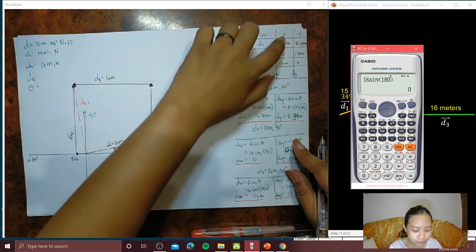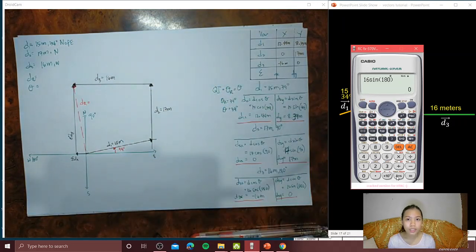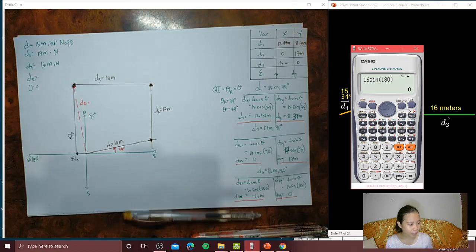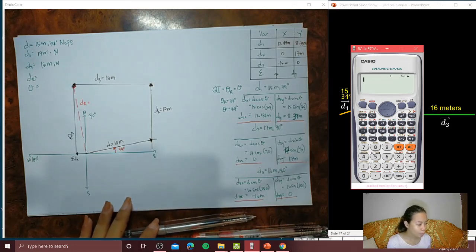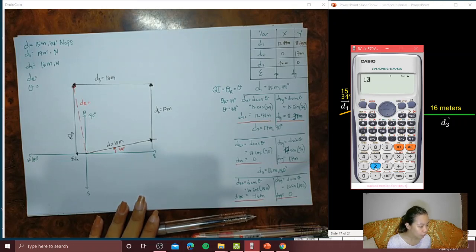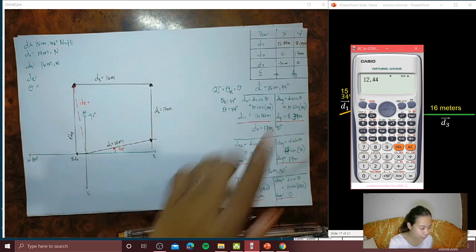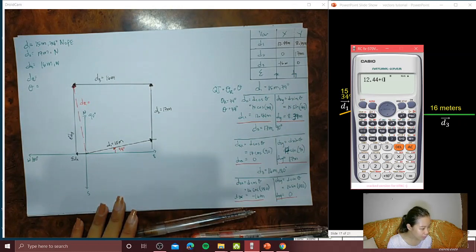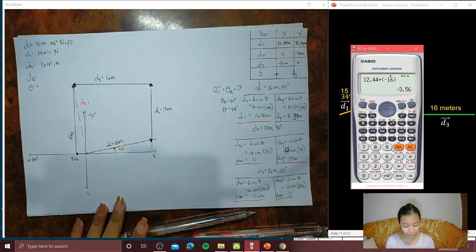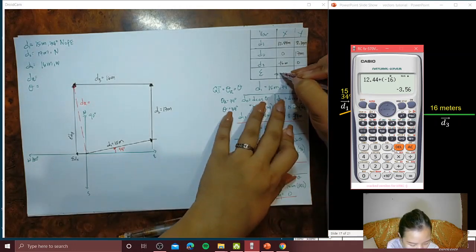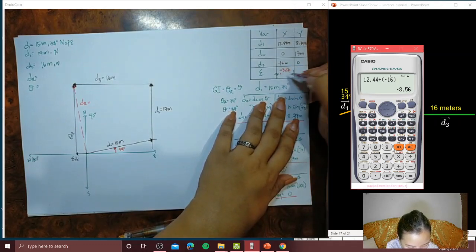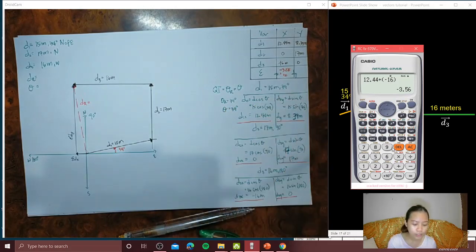Now, since we already have the values of the x and y components, let us simply add the following values. Let us add our x components. We have 12.44, never mind the 0, plus negative 16 meters. We have negative 3.56, so this is negative 3.56 meters. Now let us solve for the d sub y. For the d sub y, we have 8.39 plus 17.